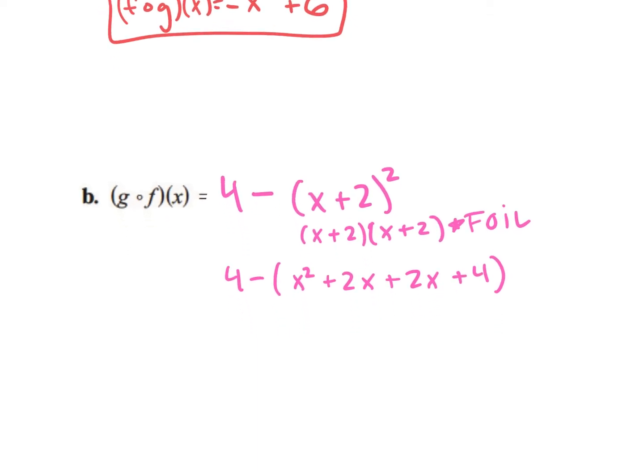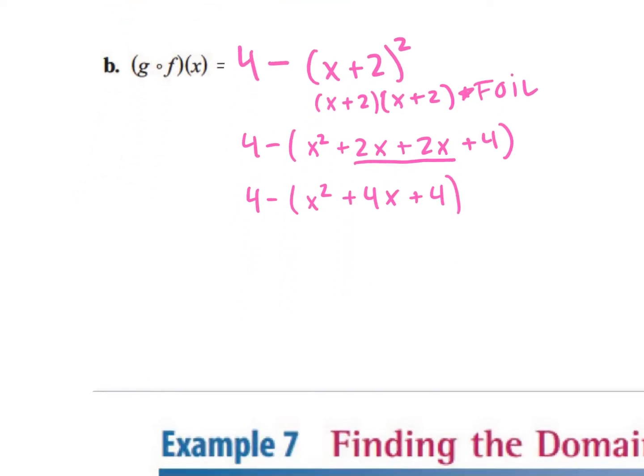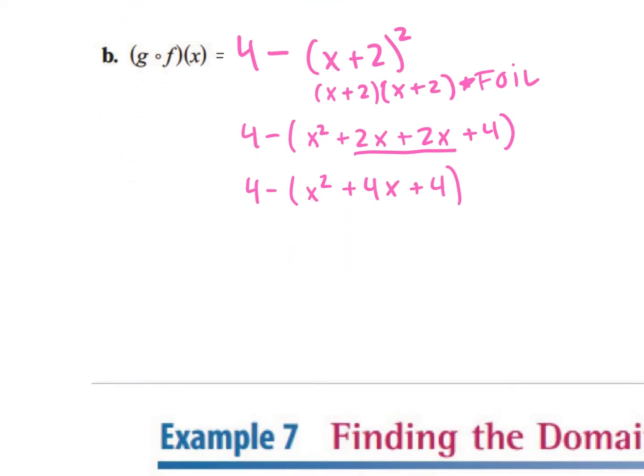I'm going to combine my like terms inside that parentheses there. So I have x squared plus 4x plus 4. So just combine my like terms there. What do I have to do next? Distribute the negative. Awesome. So the negative gets distributed to everything in the parentheses behind it. So this is 4 minus x squared minus 4x minus 4.